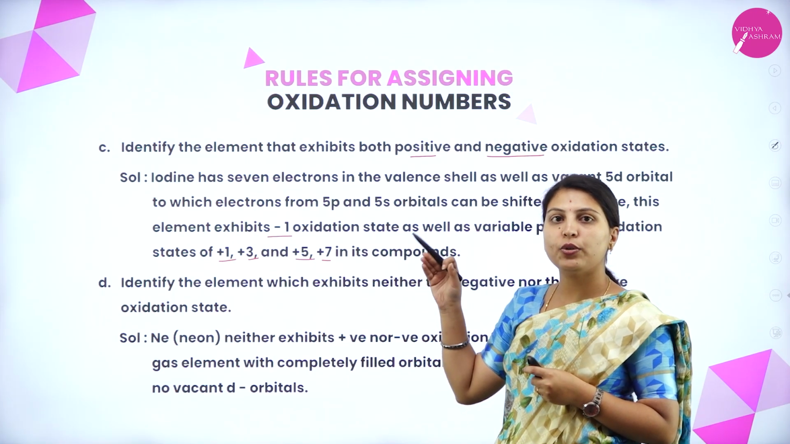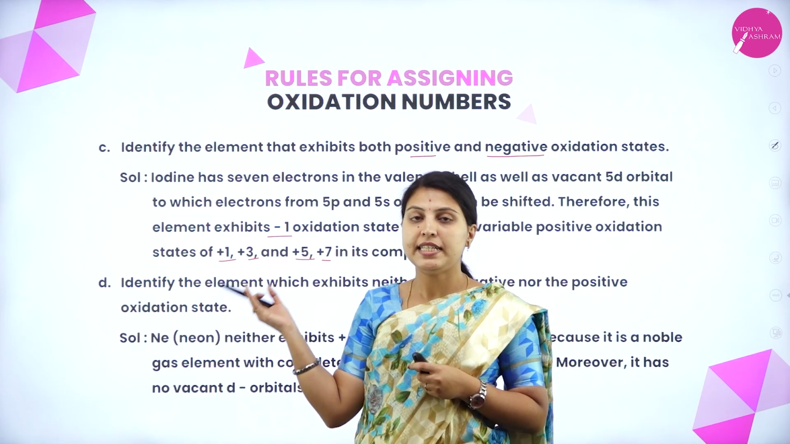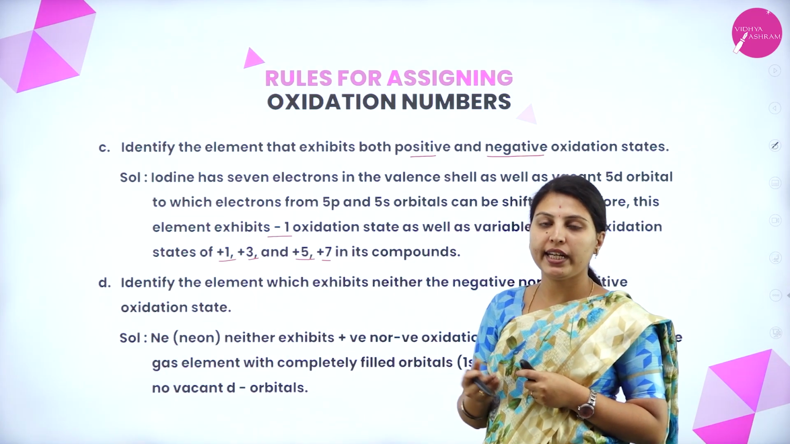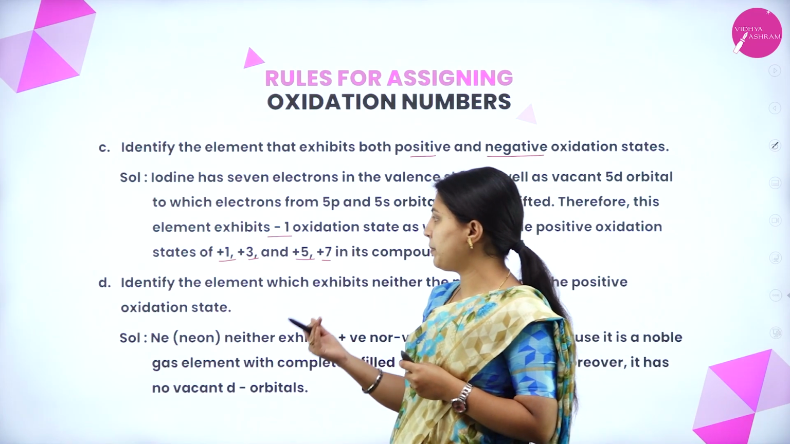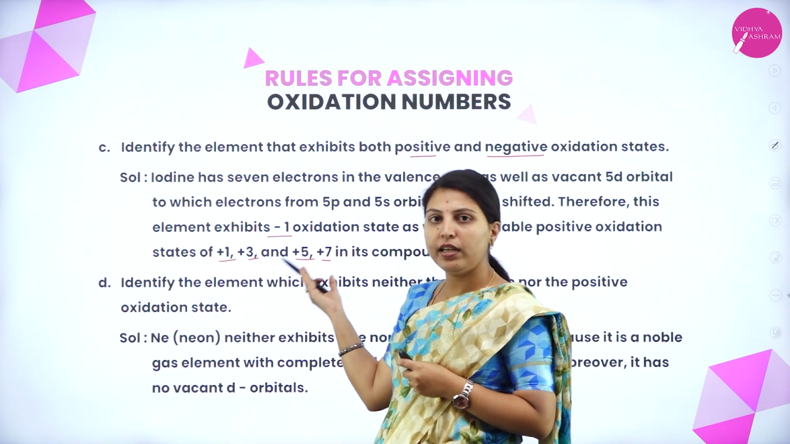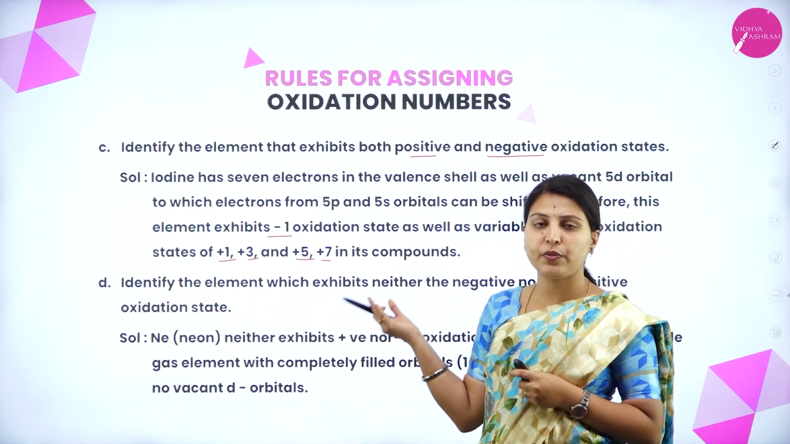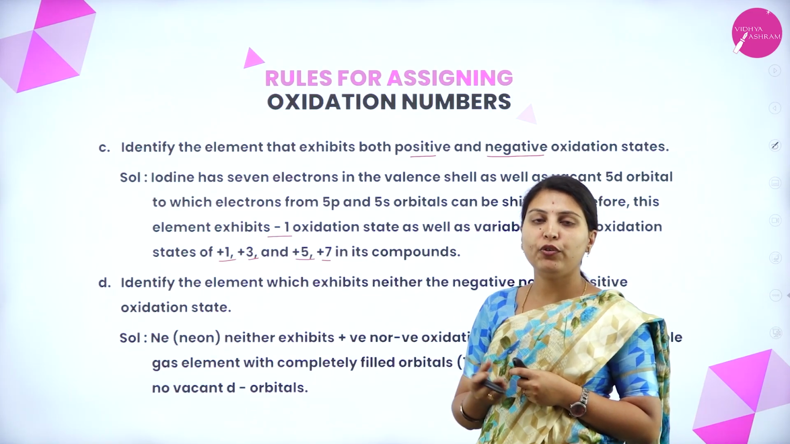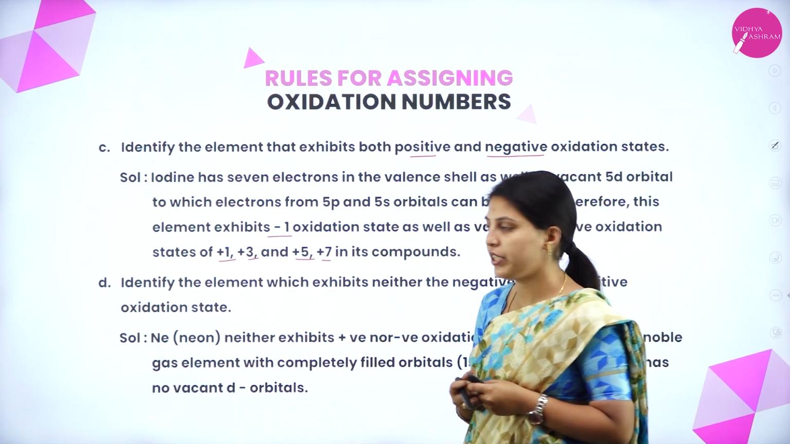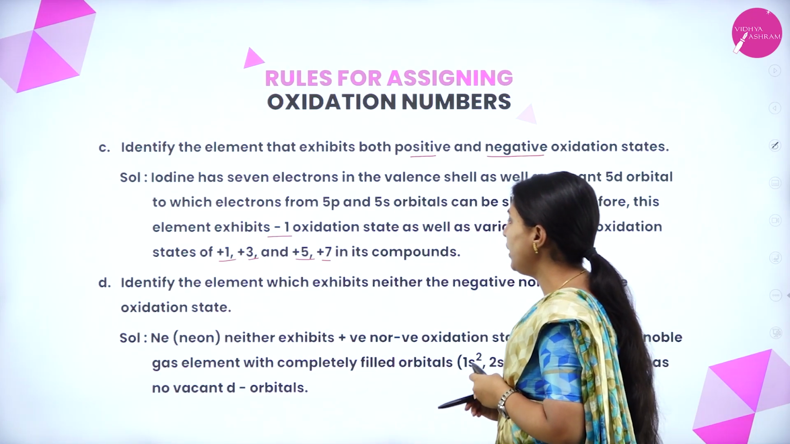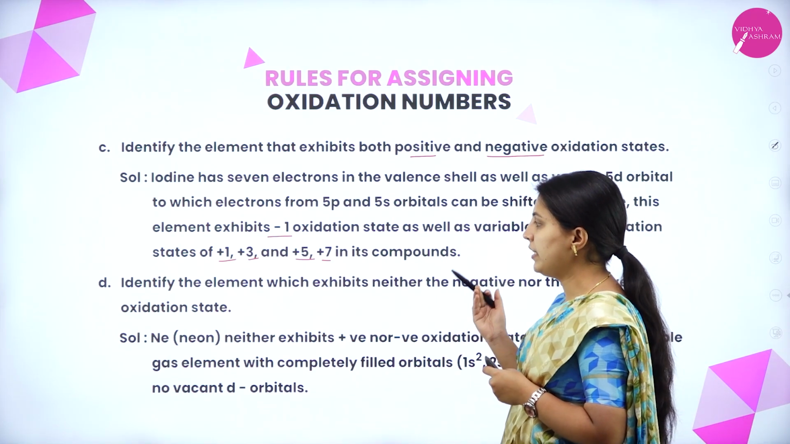Okay. As a group 17 element, it will exhibit minus 1 oxidation number. Since it has 5d vacant orbitals and 7 electrons in its valence shell, it can exhibit positive and variable oxidation states also. And the reason we are discussing these concepts is that it will be helpful for your MCQs as well as for your competitive examinations. Identify the element which exhibits neither the negative nor the positive oxidation state.